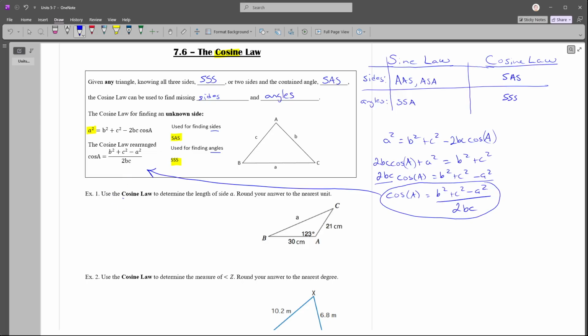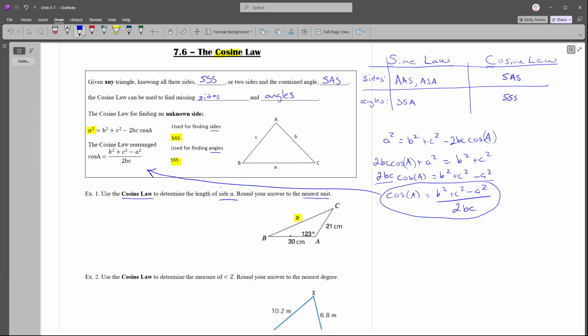So, luckily it's telling us what to use. Use the cosine law. Got it. To determine the length of side A. So we're trying to find the length of side A. Okay. Round your answer to the nearest unit, so the nearest whole number. Now let's see what we have here. We have a side, an angle, and a side. That sounds like a sassy snake to me. Sassy. Side, angle, side.